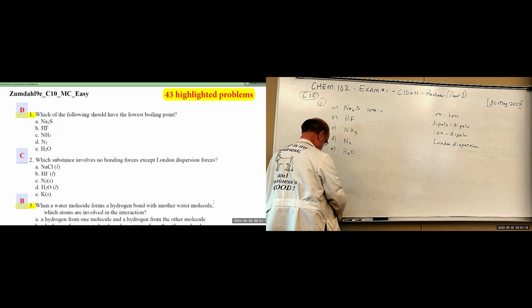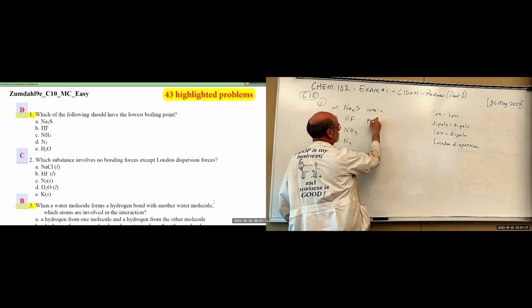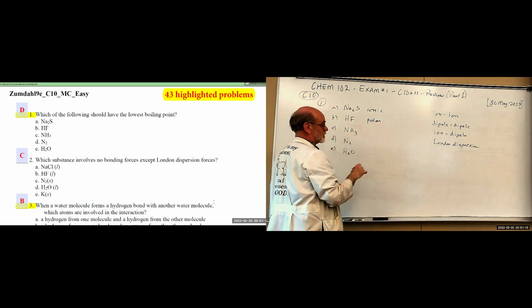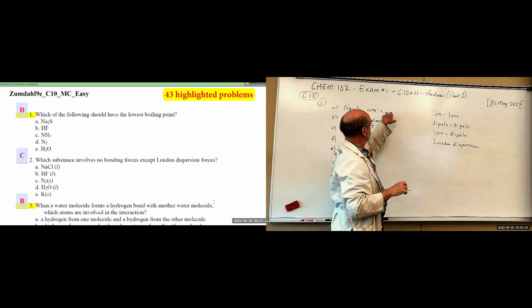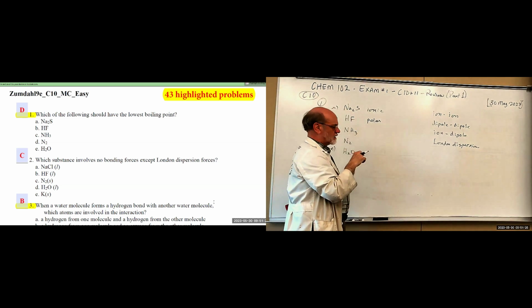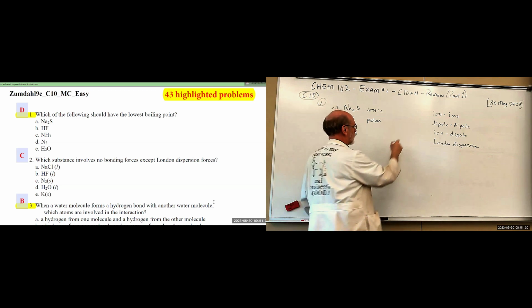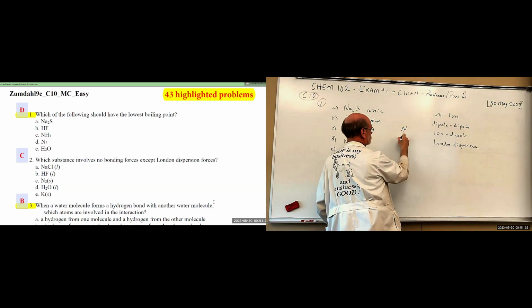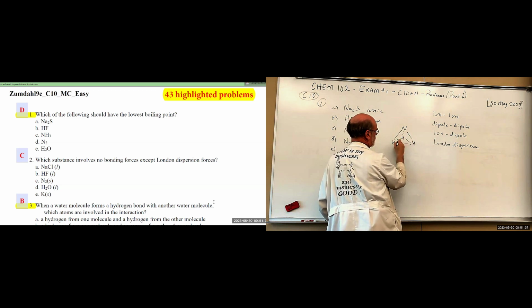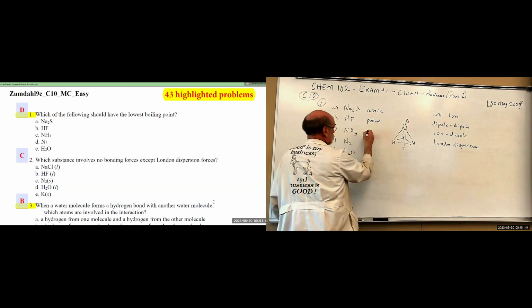All right. HF is polar, right? So it's going to have dipole-dipole interactions. This will have ion-ion interactions. Ammonia, is ammonia a polar molecule? Yeah. Oh, we've drawn that one before. It's got that pyramidal structure, and its dipole is like this. So this one is polar.